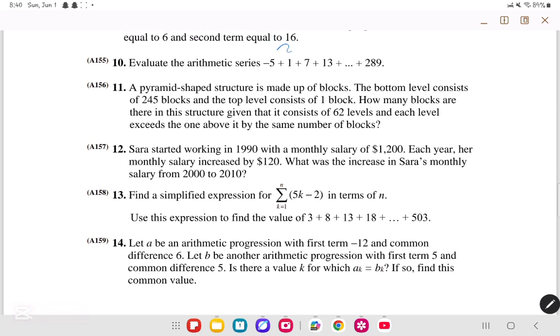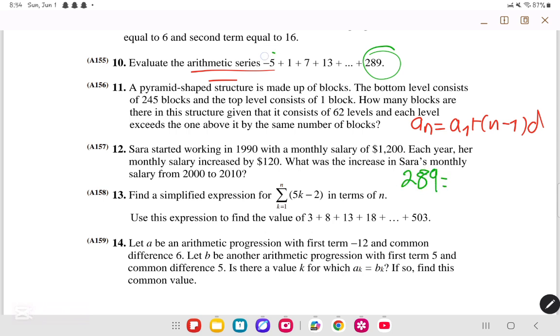Evaluate the arithmetic series minus 5, plus 1, plus 7, plus 13, and so on, up to 289. So how are we going to deal with this? Because it's an arithmetic series, we know that the equation is an is equal to a1 plus n minus 1 times d. Alright, so an in this case is 289, which is equal to a1, which is minus 5, plus n minus 1, which we need to find, times the common difference d. How do we find the common difference? You can just do like a2 minus a1.